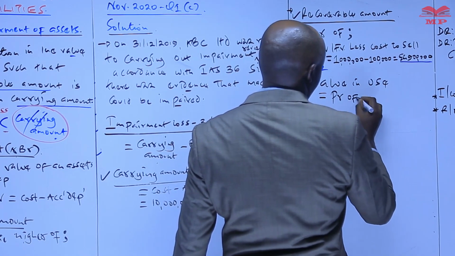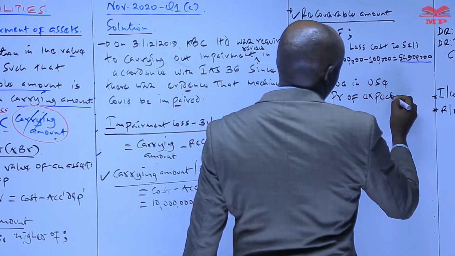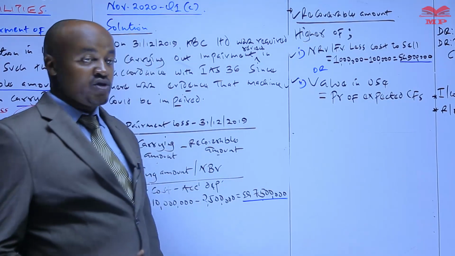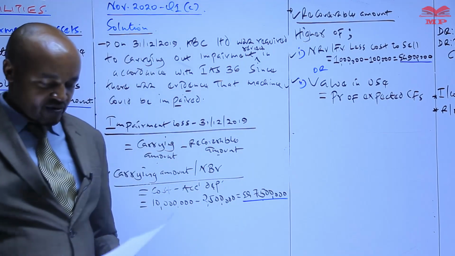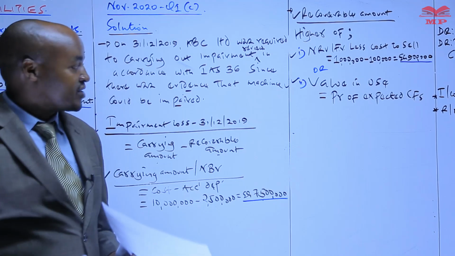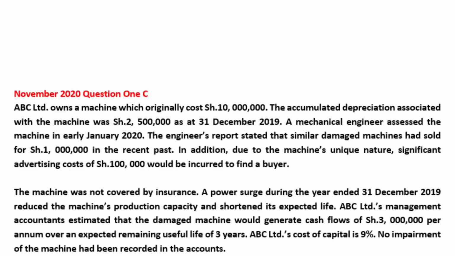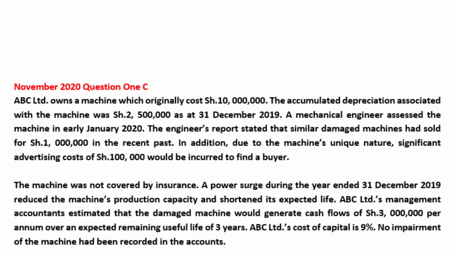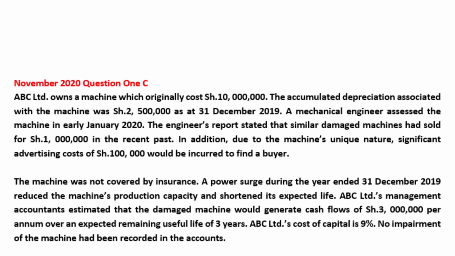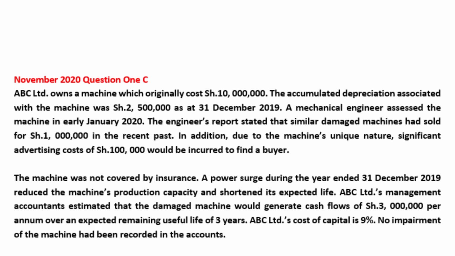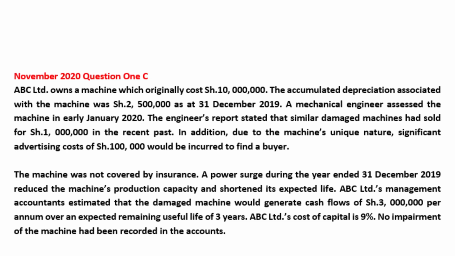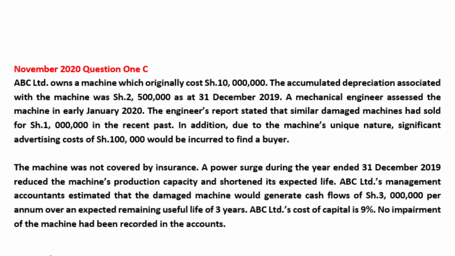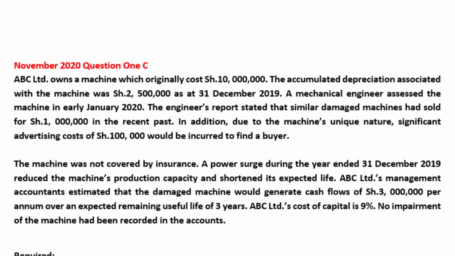This is equal to the present value of the expected cash flows to be generated from the continued use of the asset and also from its disposal. Equally, there is some information which you are given as far as this is concerned. In paragraph 2, sentence number 2, we are told the ABC Limited Management Accountant estimated that a damaged machine would generate cash flows of 3 million per annum over an expected remaining useful life of 3 years.